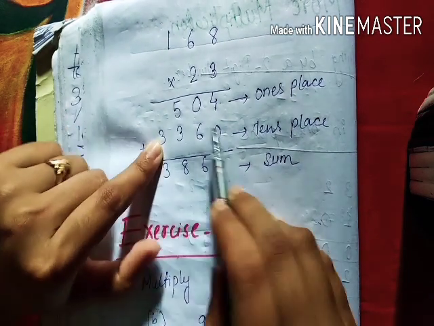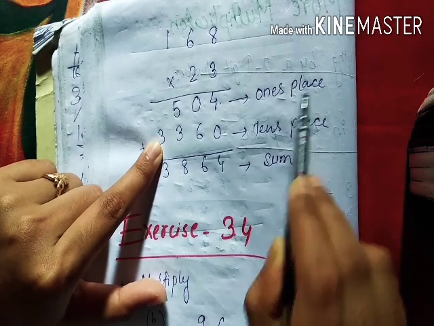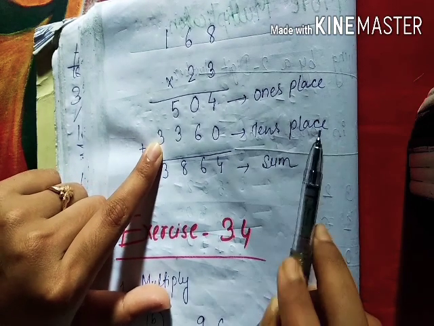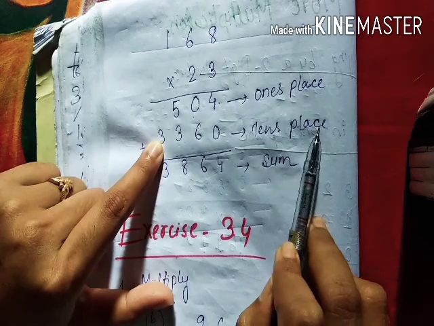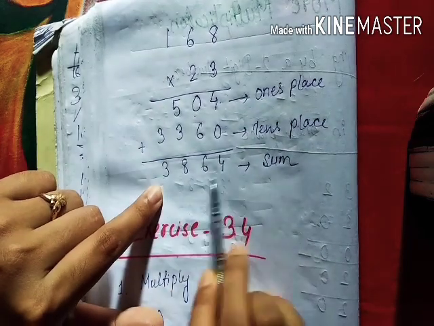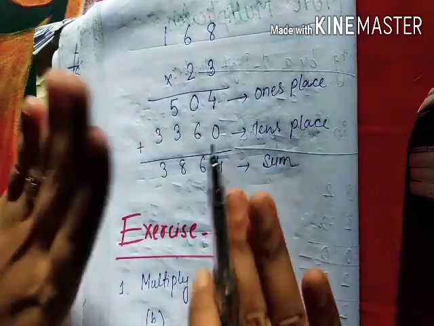Okay students, so first of all we are doing what? Ones place. Then in the next step we have to do tens place, and then we have to do the sum. So if we do the sum, we will get this. Okay, this is the sum. So like this way you have to do.